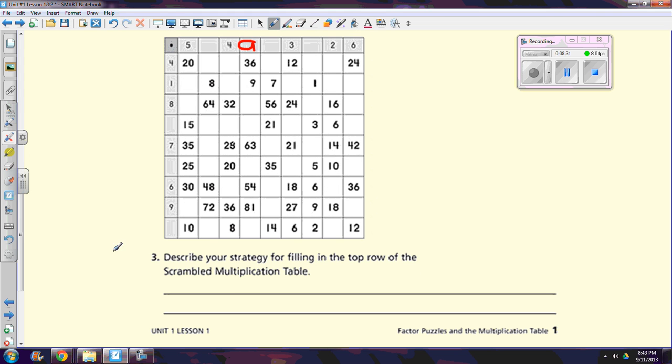And then down here with number 3, this is where I'm going to be looking for a really good answer, where it says, describe your strategy for filling in the top row of the scrambled multiplication table.